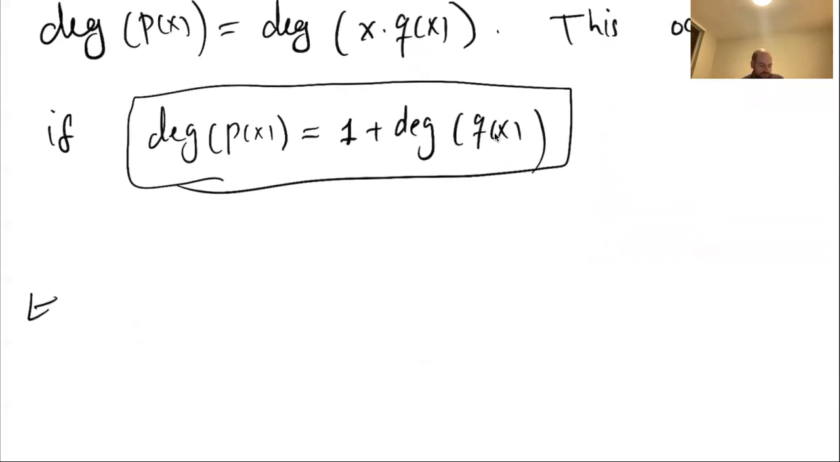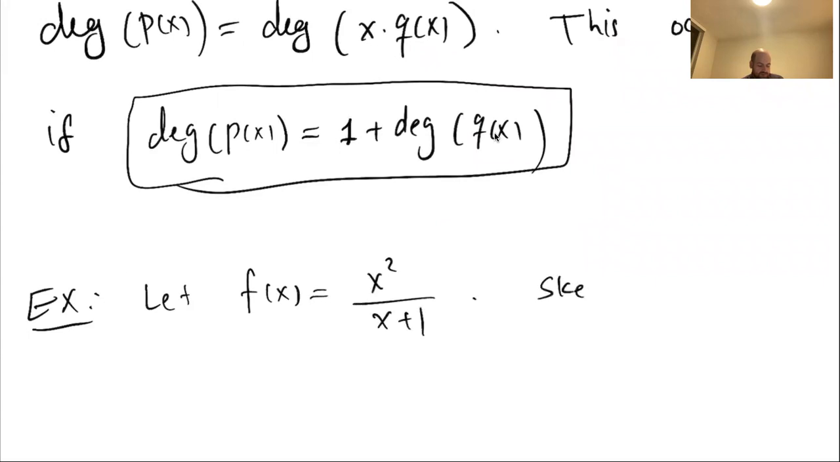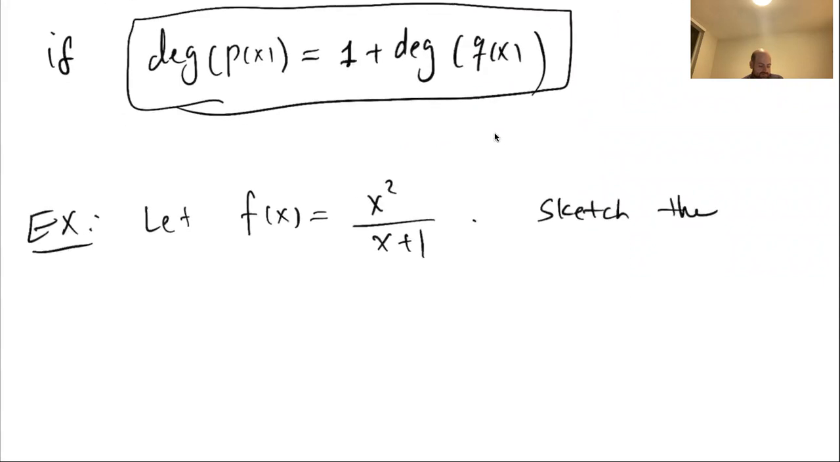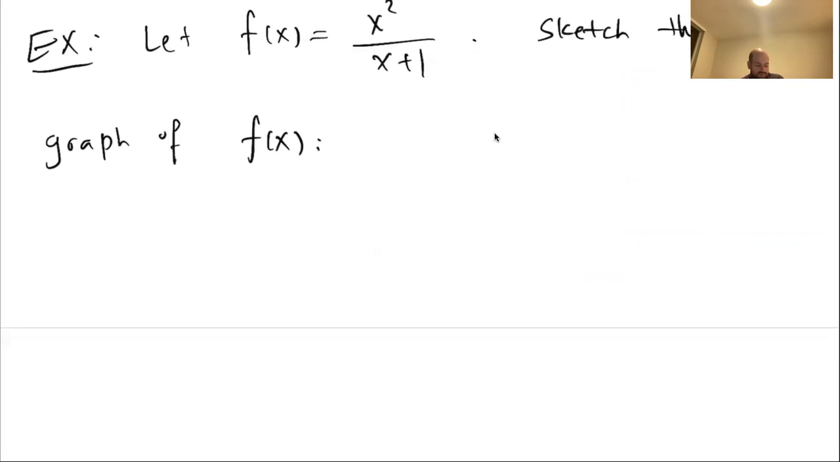So let's look at an example of such a function. Let f of x equals x squared over x plus 1. Sketch the graph of f of x. Okay, so let's first find the domain. The first step is finding the domain.